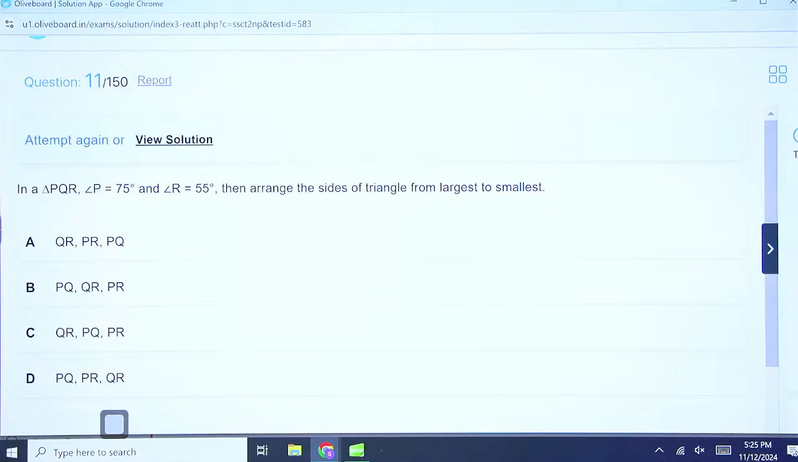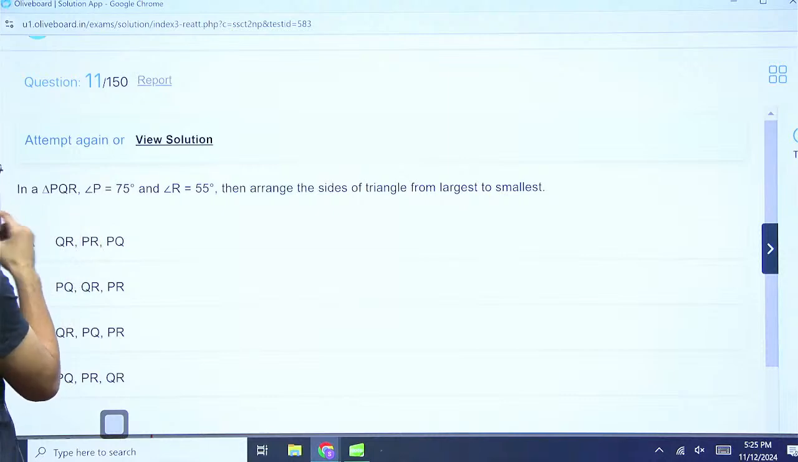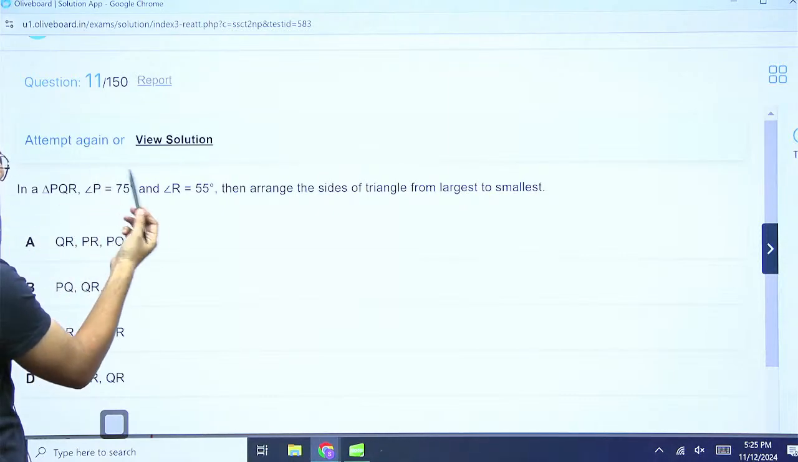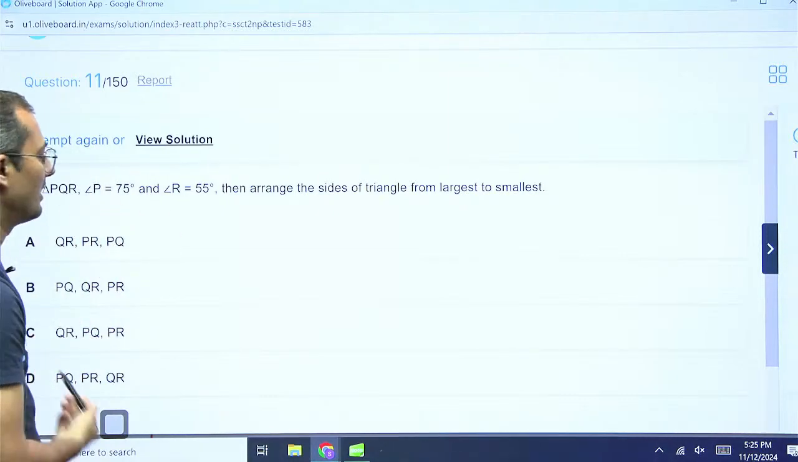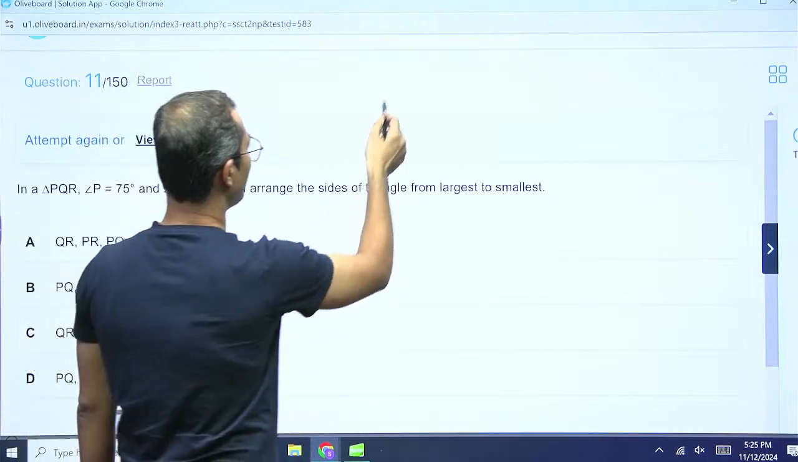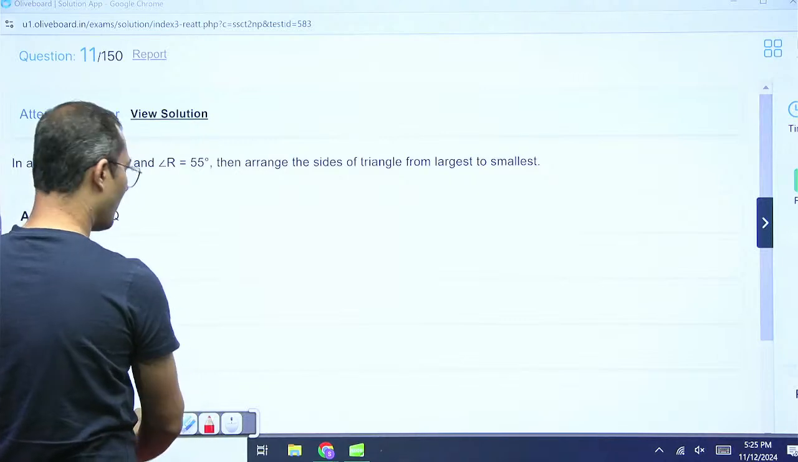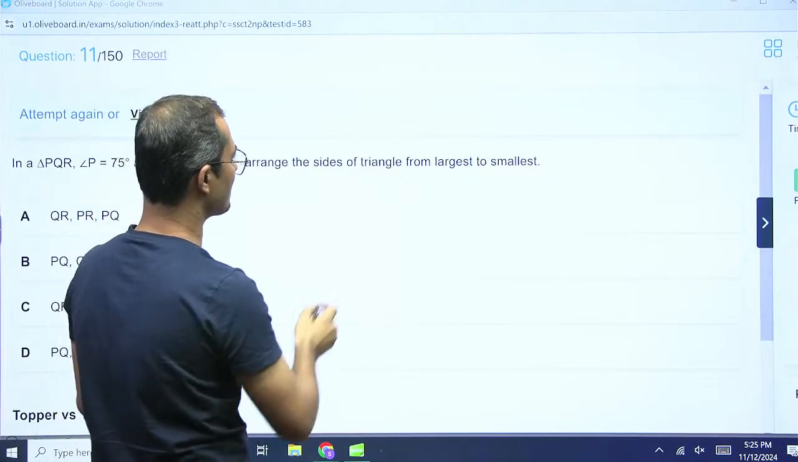Yes, please tell me what is the right answer for this question. See, triangle PQR, angle P is equal to 75, angle R is equal to 75, right? Then arrange the sides of the triangle. If we know the angles of the triangle, we have to arrange the sides from the largest to smallest.